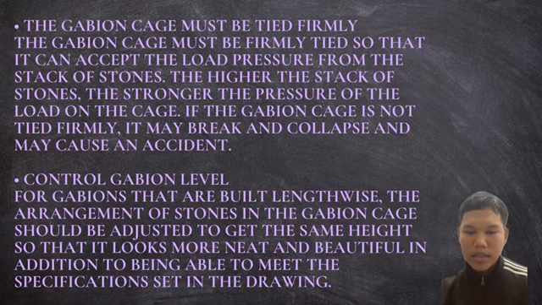And last, control gabion level. For gabions that are built lengthwise, the arrangement of stone in the gabion cage should be adjusted to get the same height so that it looks more neat and beautiful, in addition to being able to meet the specifications set in the drawing.